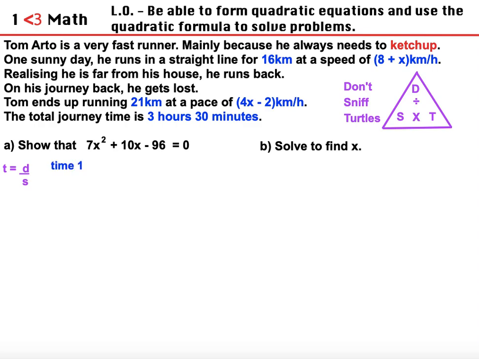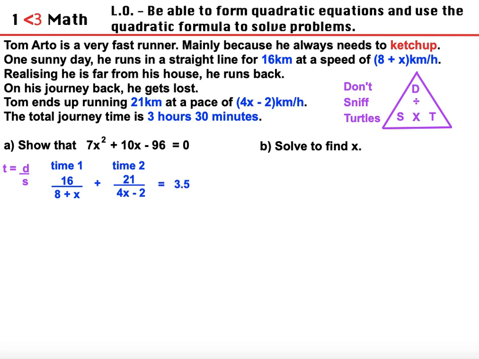So time 1 is going to be, the first distance is 16 kilometers, and the first speed is 8 plus x kilometers per hour. Now that's distance divided by speed, and that would let us calculate, if we knew what x was, the first time, the time it took Tom Arto to run the first part of his journey. The second time is going to be 21 divided by 4x minus 2, distance divided by speed. Now, again, we don't know x, so we're just going to have to leave this as an equation.